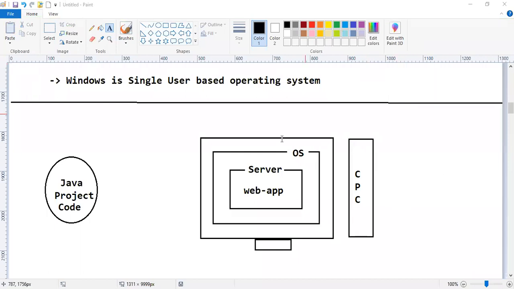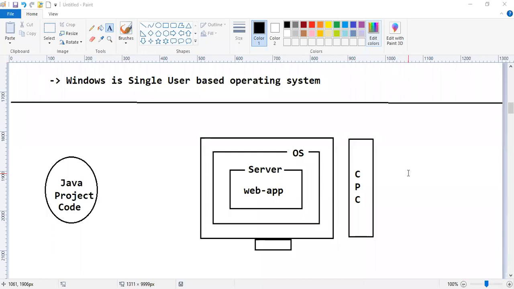The server is also one program. We have to install that server in an operating system. That operating system we are going to install in the computer. That means I'm going to run my project in a computer. If I want to use that computer, what is required? An operating system is required. I'm going to install the operating system. In that operating system, we are going to install the server. In that server, we are going to run our application. So without having an operating system, we cannot use that computer.